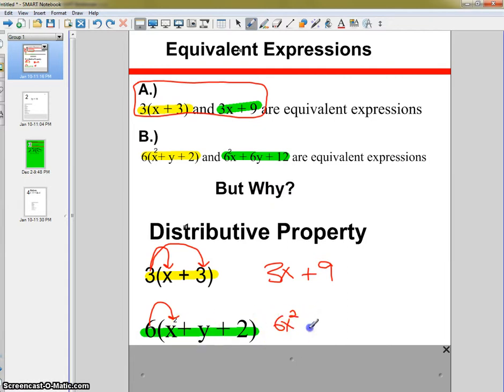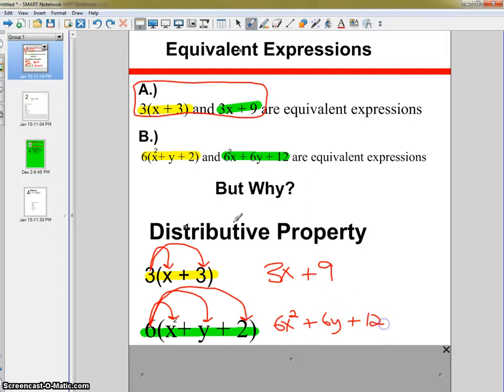I'm going to copy the operation sign, plus. Now I'm going to do 6 times y. You can see the multiplication being distributed across the parentheses. 6 times y is 6y. And finally, or not finally, but I'm going to add that addition sign there, because that's what we're going to copy. 6 times 2 now, to finalize it, is 12.